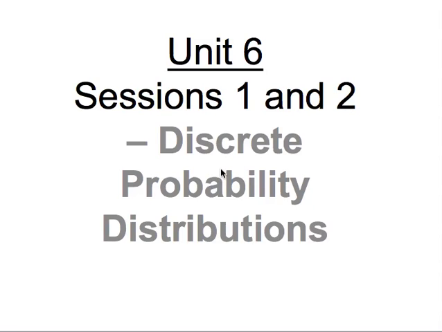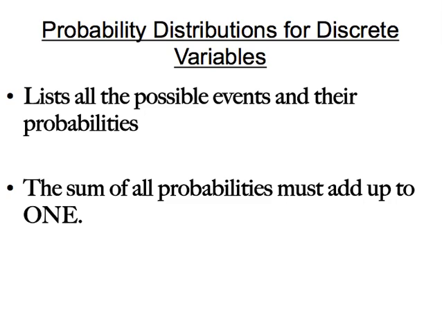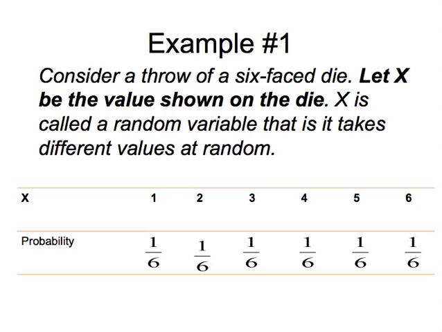Unit 6, sections 1 and 2, which looks at discrete probability distributions. A discrete probability distribution, or probability distribution for discrete variables, lists all the possible events and their associated probabilities. And one thing to note is that the sum of all the probabilities must add up to 1. Now I'll use an example to explain what this is saying.